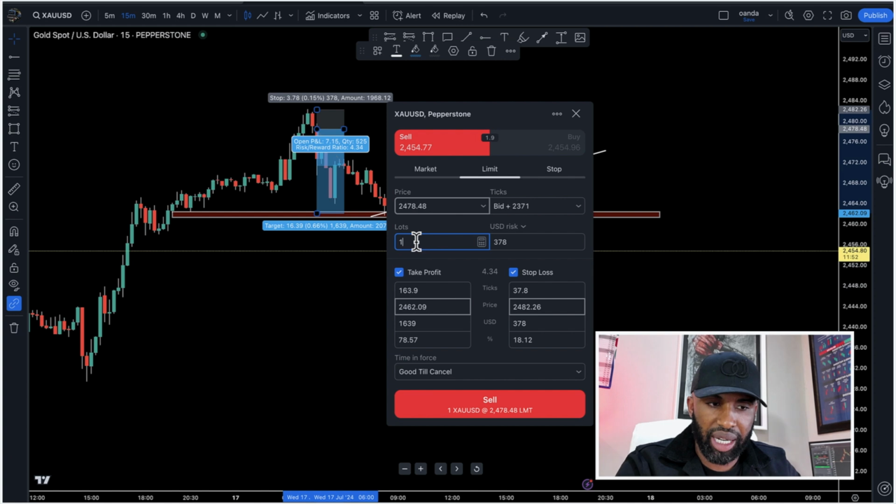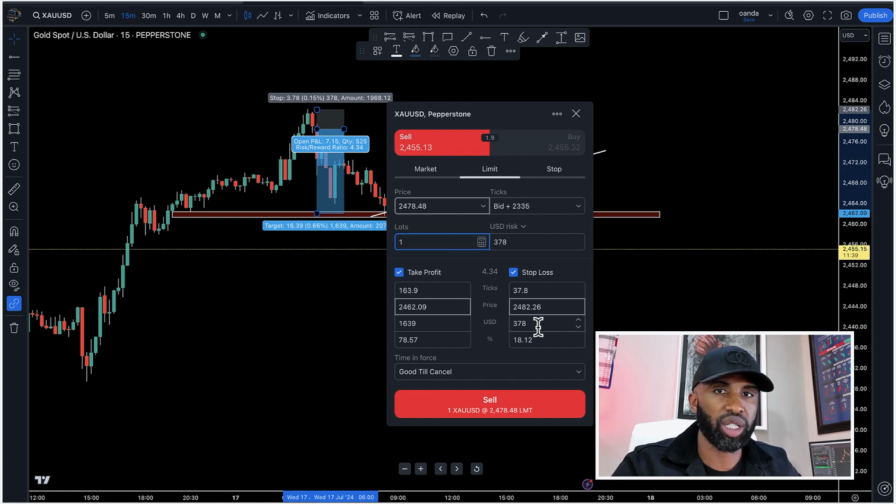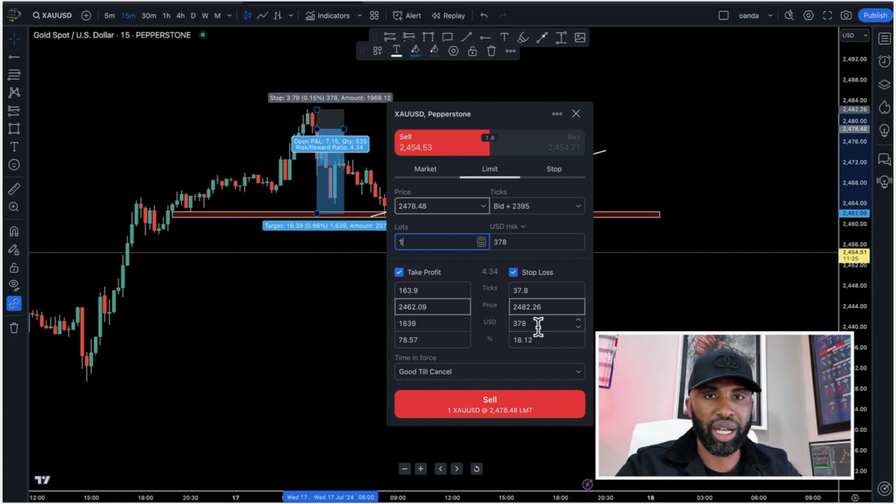But you can also see that if it goes your way, you can make $1,639. Now, right there and then you can see and know if your account can afford you to lose $378 and be fine. This is how it helps you define your risk. So if you have $10,000 in your account and you're risking 1% per trade, that would mean you are only allowed to lose $100 per trade.